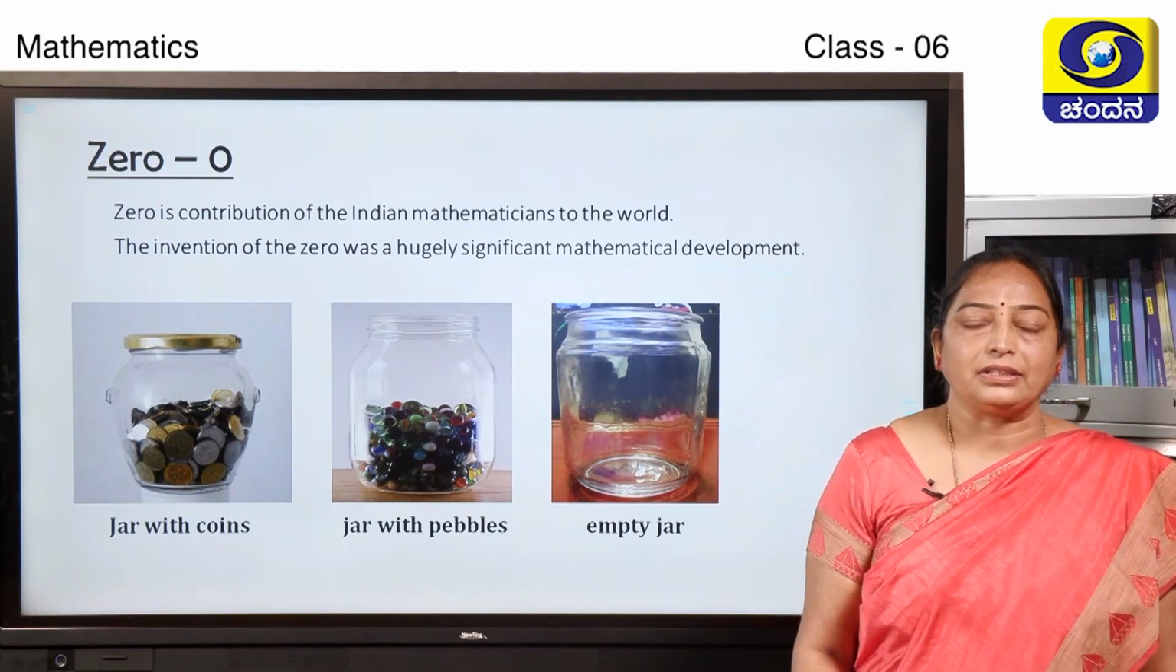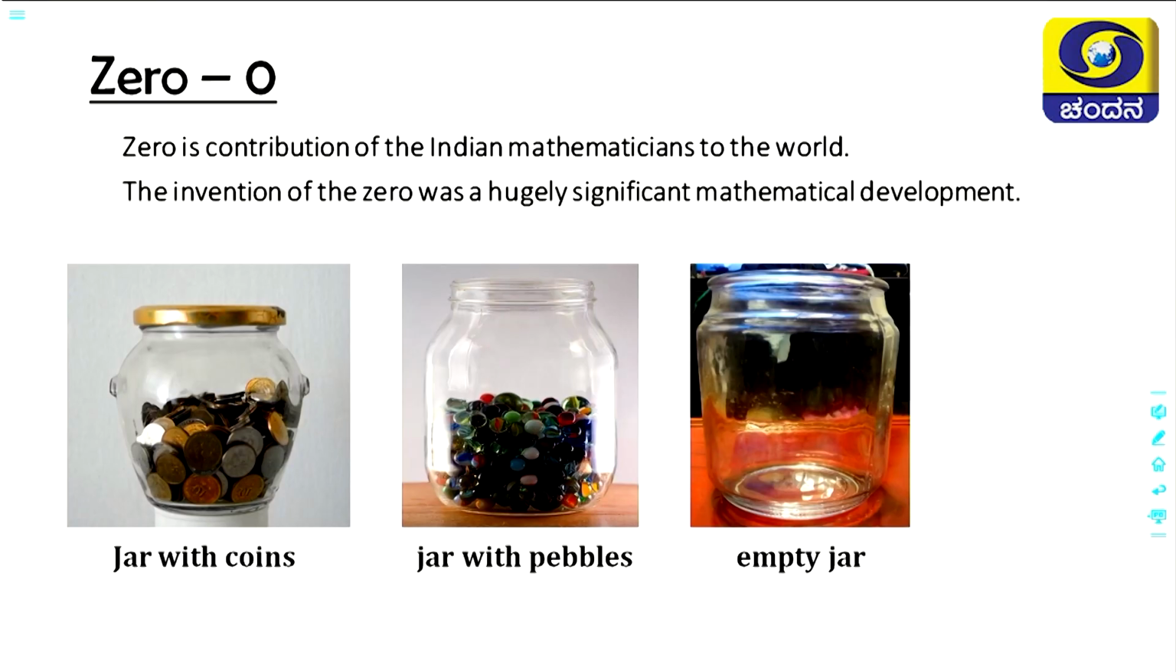Look at this picture. 3 jars are here. One jar with coins, second jar filled with pebbles. What is inside the large jar? It is empty. It has nothing, an empty jar. To show empty or nothing, Romans did not have any symbol. They did not know about 0. Do you know, children, 0 is the contribution of Indian mathematicians to the world. The invention of 0 was a hugely significant mathematical development.